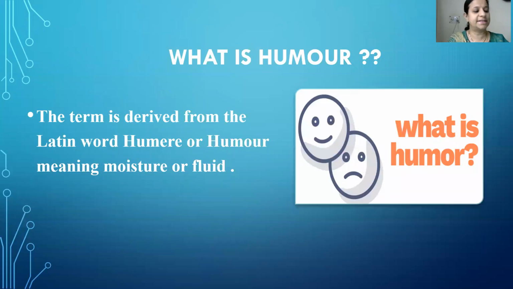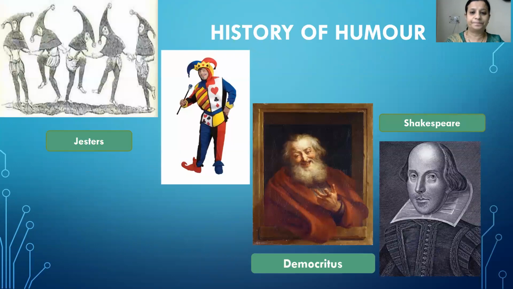Let us first try to understand what is humor. According to the Oxford English Dictionary, humor is defined as the quality of being comic or amusing. The term humor is actually derived from the Latin word humere or humor, meaning moisture or fluid. Our ancestors believed that our body was made up of 4 bodily fluids, namely blood, phlegm, yellow bile, and black bile, which were thought to control human emotions and also made an important part in determining our temperament.